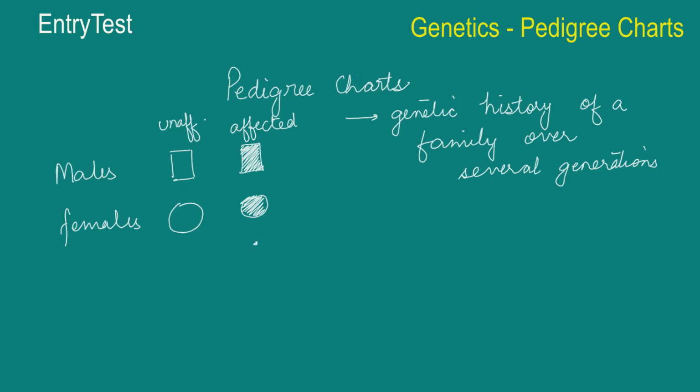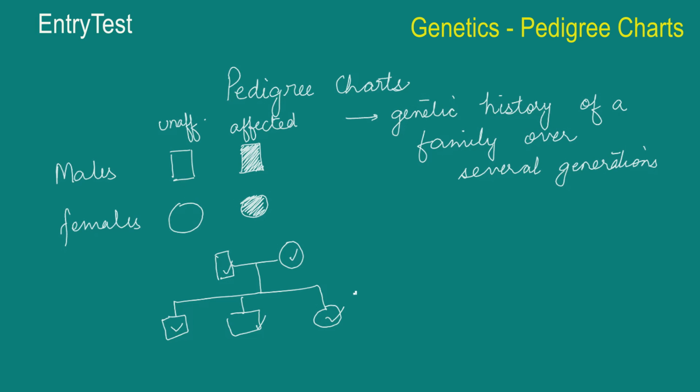So those are the rules for a pedigree chart, and apart from that, a horizontal line between a man and a woman shows mating, and the resulting offspring, the resulting children, are shown as offshoots to this line. For example, this particular pedigree chart is showing the mother, the father, 2 sons and 1 daughter.